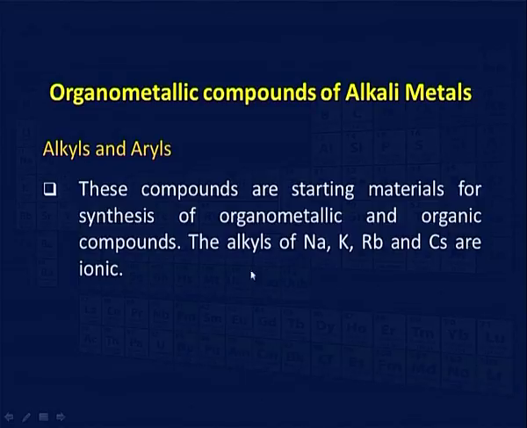The alkyls of sodium, potassium, rubidium and cesium are all ionic in character, that is, they exist as R negative and M positive. If you have, say, potassium alkyl, potassium will bear a positive charge and alkyl will have a negative charge on it.